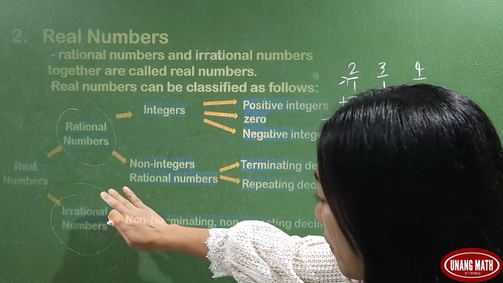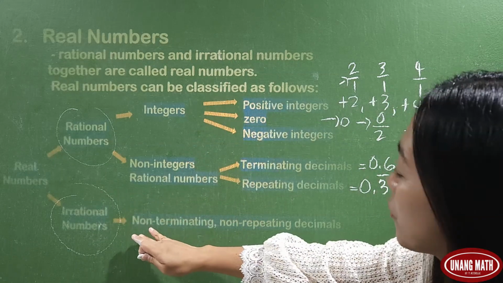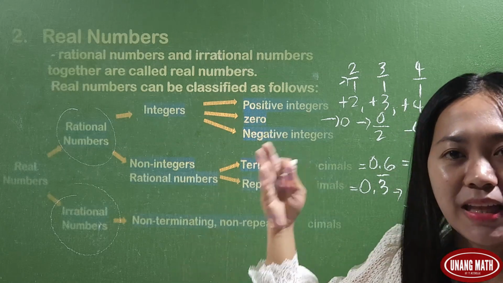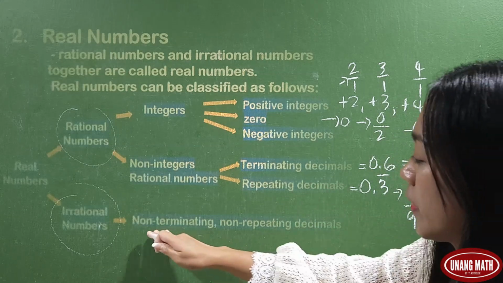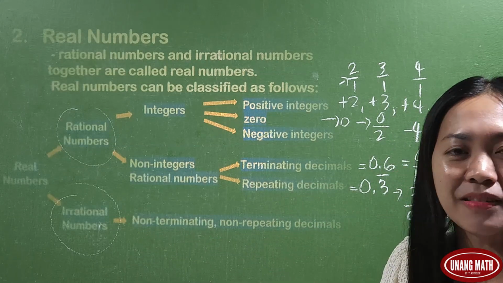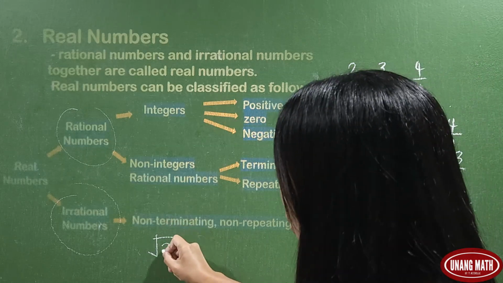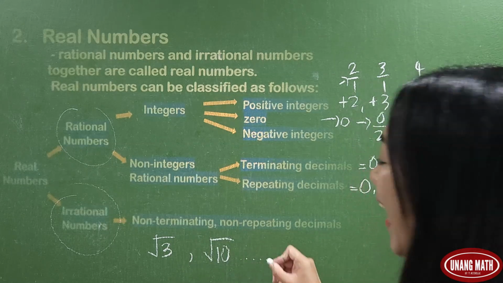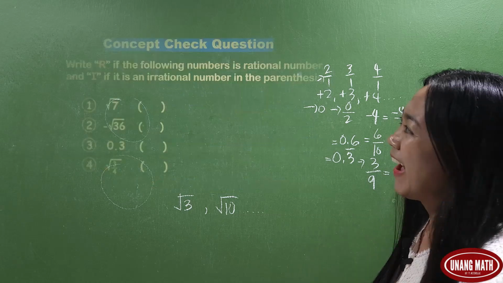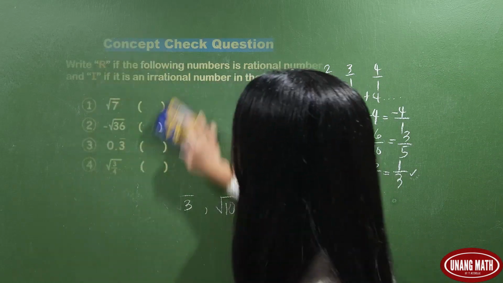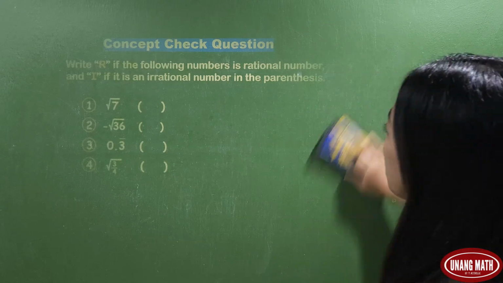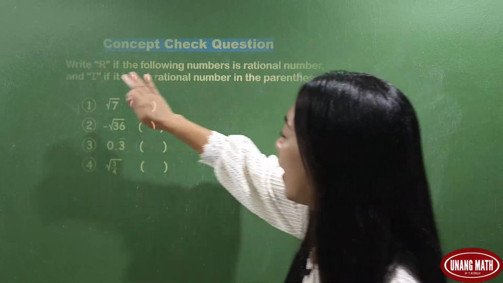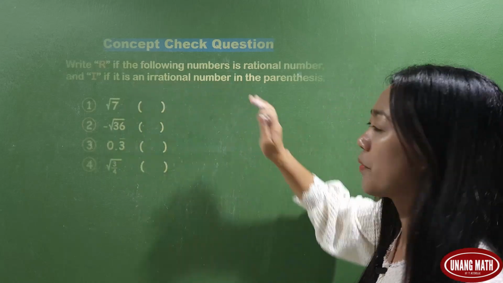Okay, for irrational numbers, like what I've said in the previous slide, these are non-terminating, non-repeating infinite decimals. And we cannot convert non-terminating, non-repeating infinite decimals to a fraction, like square root of 3. Okay, what else? Square root of 10, and so on. Now, let's give more examples by answering this concept check question. We're going to write R if the following number is a rational number and I if it is an irrational number.